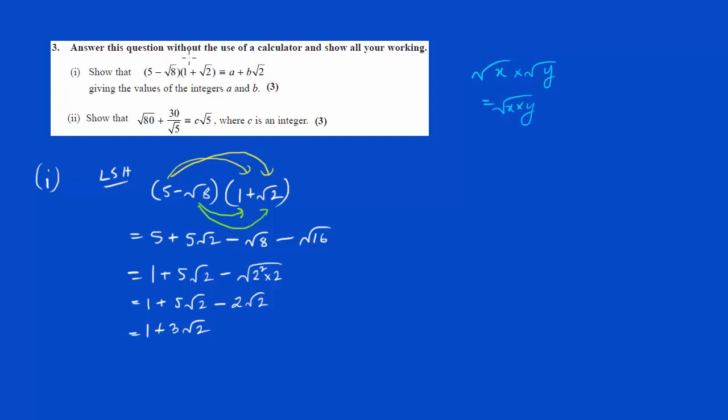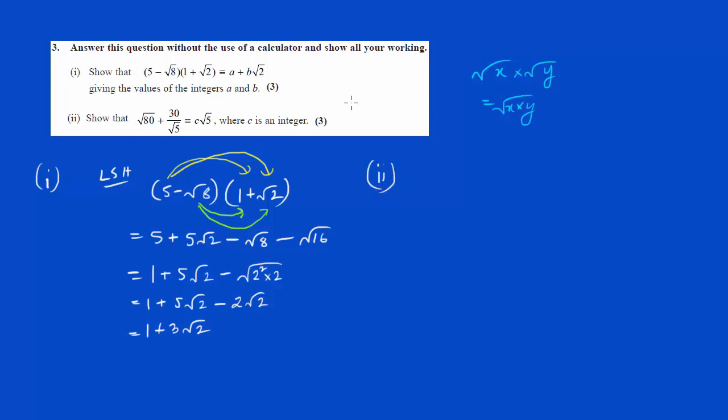So when they said without using the calculator, they meant you have to show square root of 8 is 2 root 2. Otherwise, if we press the calculator, you will directly get the answer 2 square root of 2. That is the main step. Now question number 2.